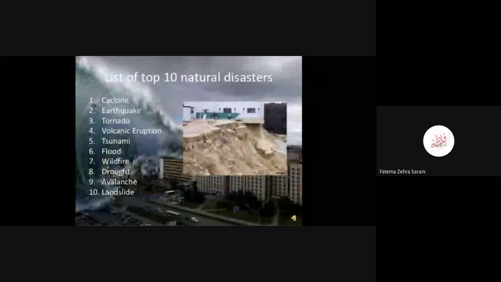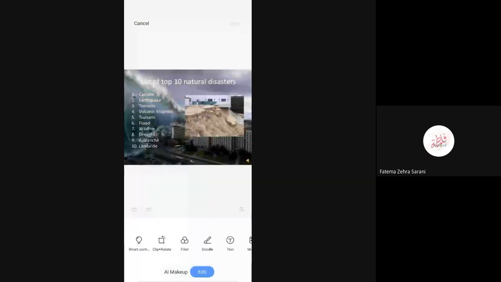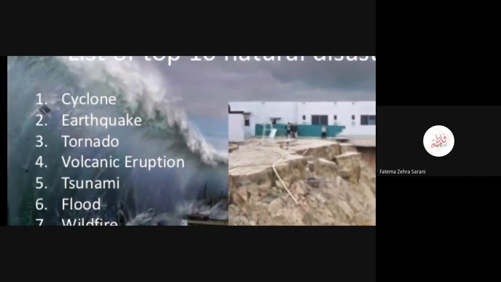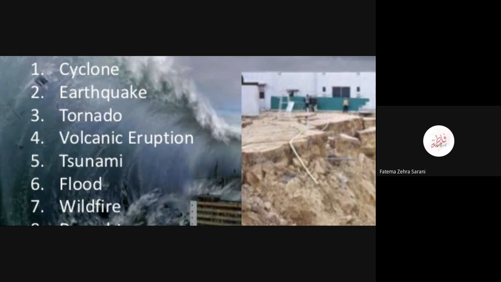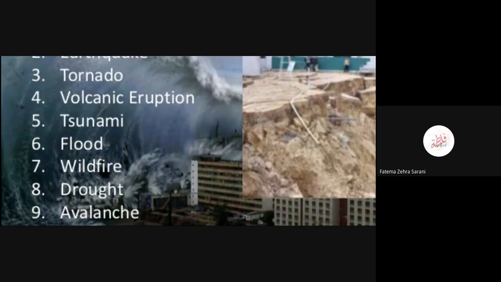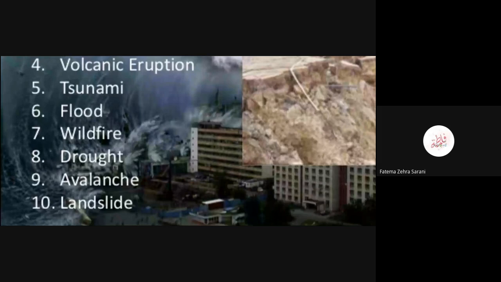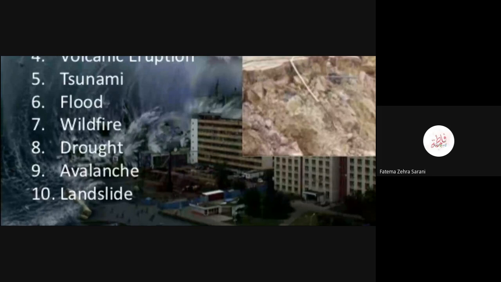Next is a list of 10 natural disasters. First is cyclone that we have studied. Second is earthquake. Then tornado we have not studied. Then volcanic eruption, tsunami we have studied. Flood we have studied. Wildfire, that is forest fire, we have studied. Drought also we have studied, that is famine. Then avalanche and landslide. Avalanche also we have not studied. That we will see.